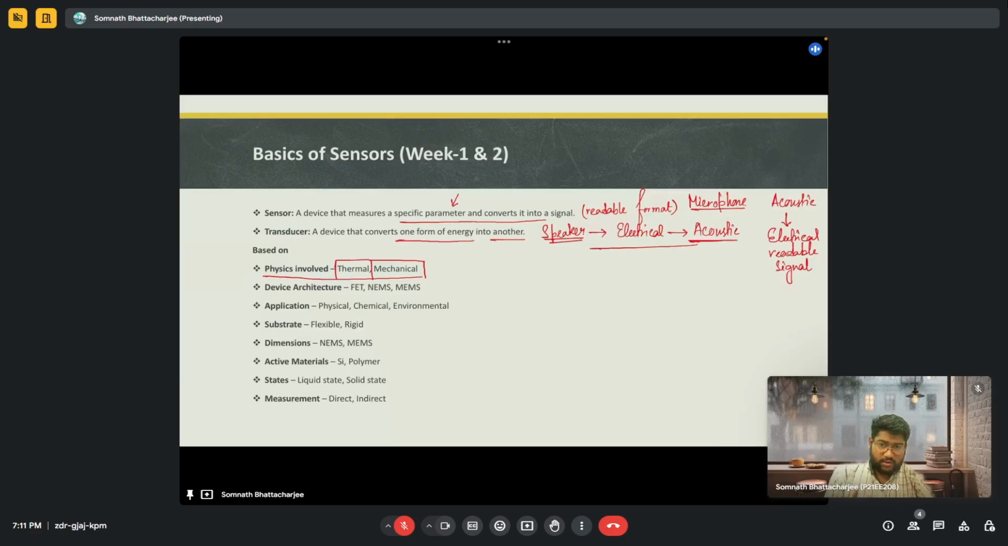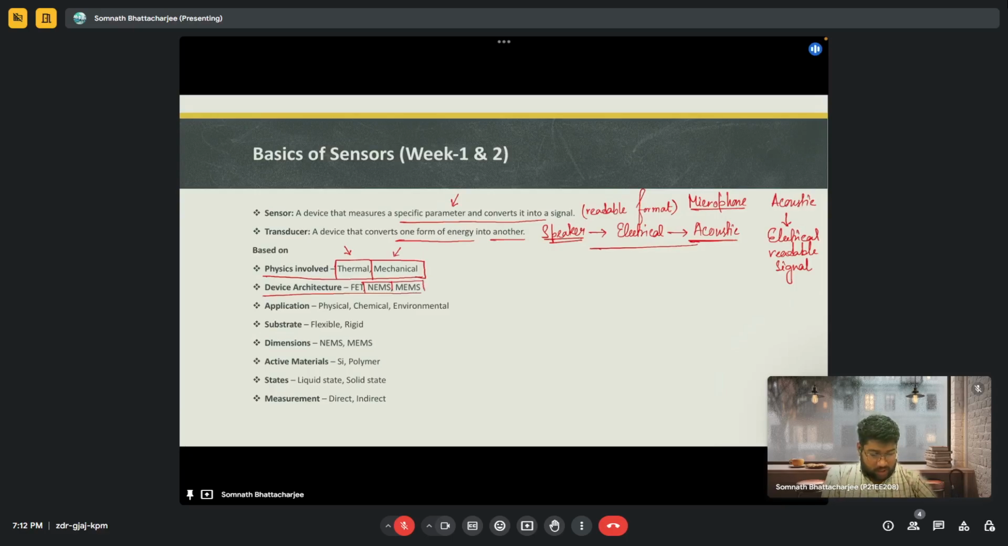We can divide these sensors into a thermal sensor, where based on the thermal principle we get specific data, like a temperature sensor. Then there can be a mechanical sensor, where by pressure or a mechanical force, we can get specific data. Then based on the device architecture, there can be several types of sensors like NEMS, that is nano electromechanical sensors. The parameters are in the nano range, so that's why these are called NEMS.